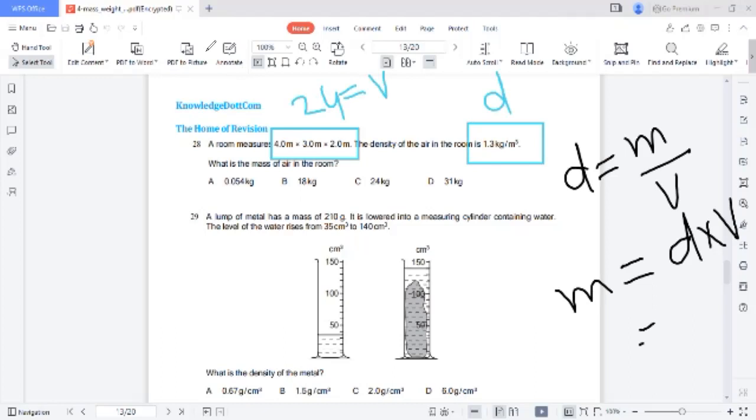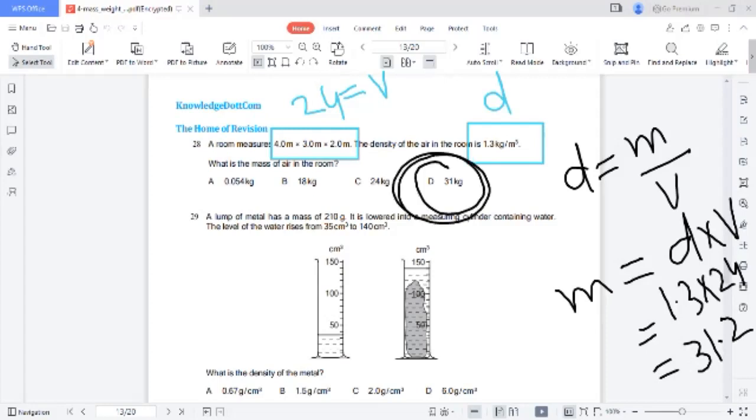So density is 1.3 and volume is 24, and it would be 31 something, or maybe 31.2 or something like that. 31.2. So this is approximately the correct option.